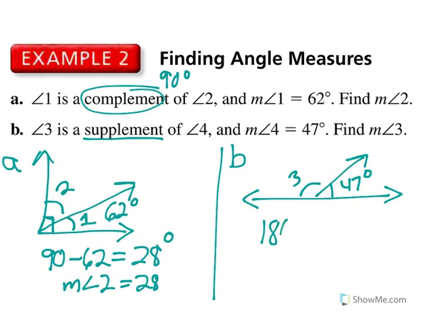So now I'm just going to subtract from 180. So 180 minus 47, which should be 133. So that would mean the measure of angle 3 is equal to 133. Okay, so complement is 90, supplement, I should automatically think 180 degrees.